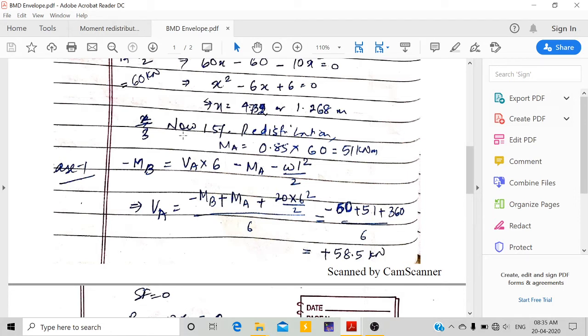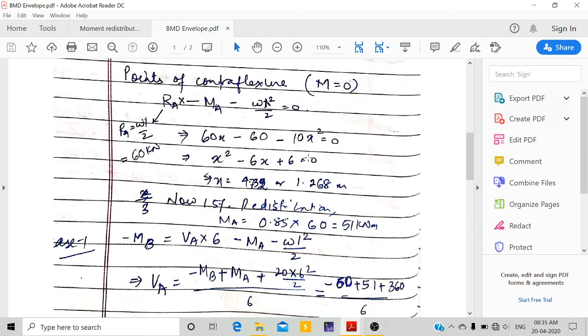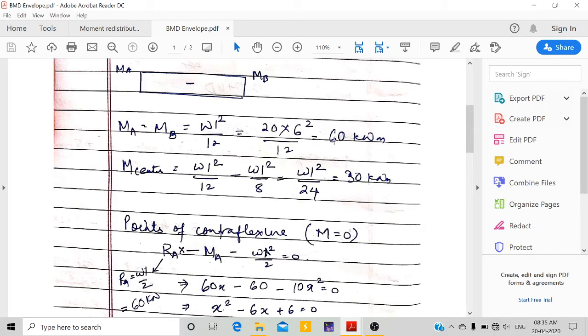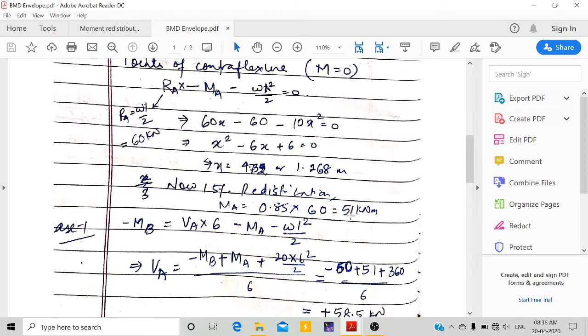Now we are going to do 15% redistribution. As per the question, we are going to redistribute 15%. That means how much moment is left? 100 minus 15 is 85%, that is 0.85 times the moment before. So what is the maximum moment? 60. This is the maximum negative moment, greater than the maximum positive moment, so we are going to redistribute this value. 0.85 times 60 is 51 kilonewton meter.